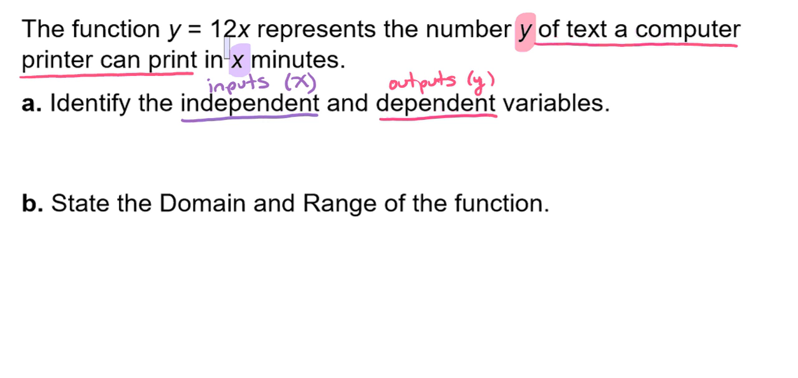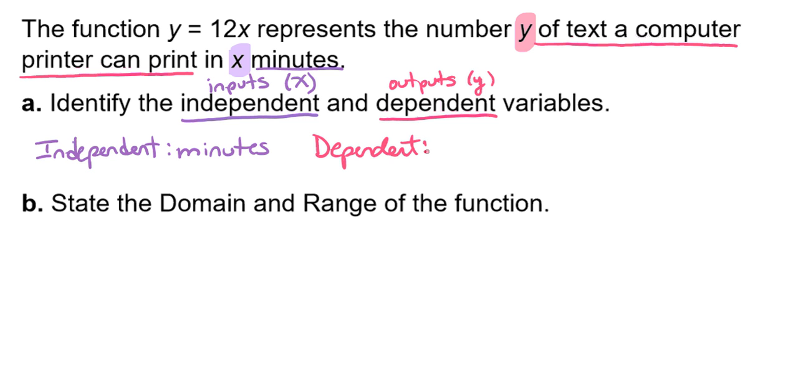in x minutes. So here we see that our independent variable, which is our x, is the minutes. And our dependent variable, which is our y, is the number of text a computer can print.